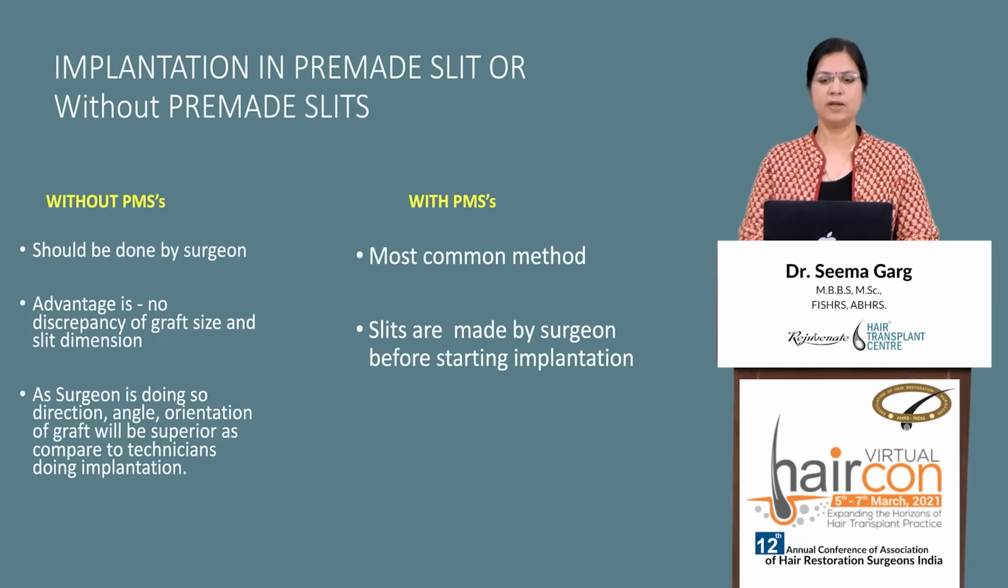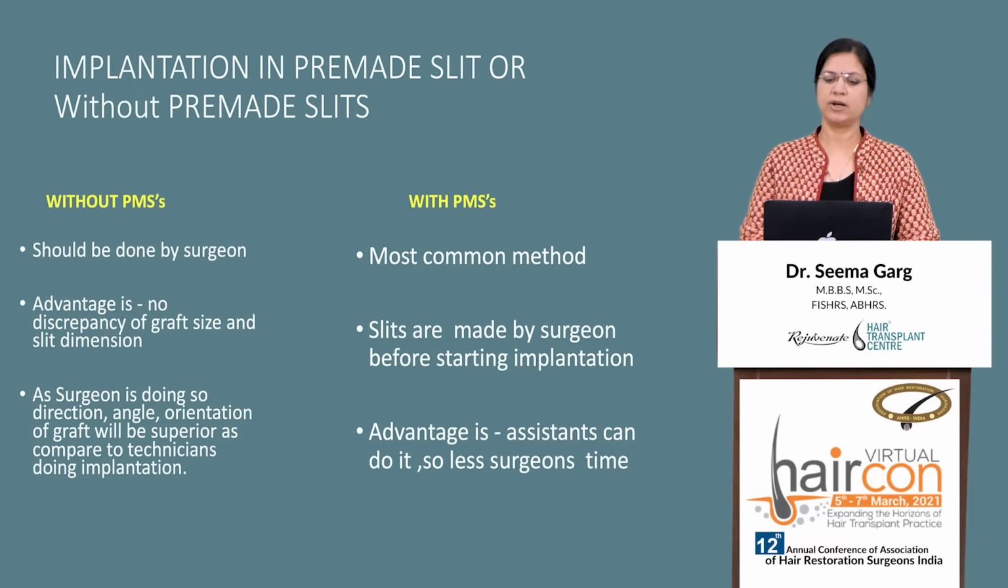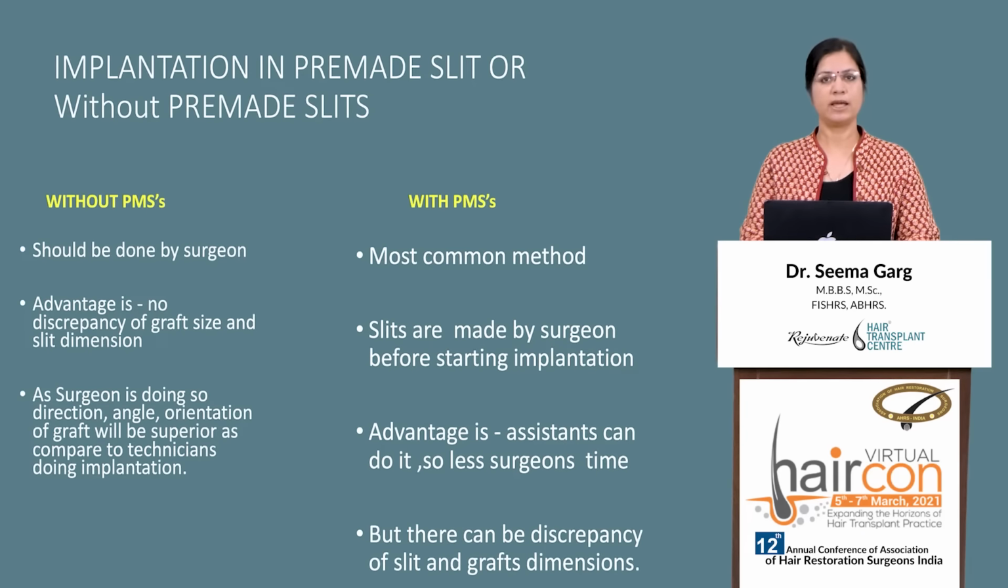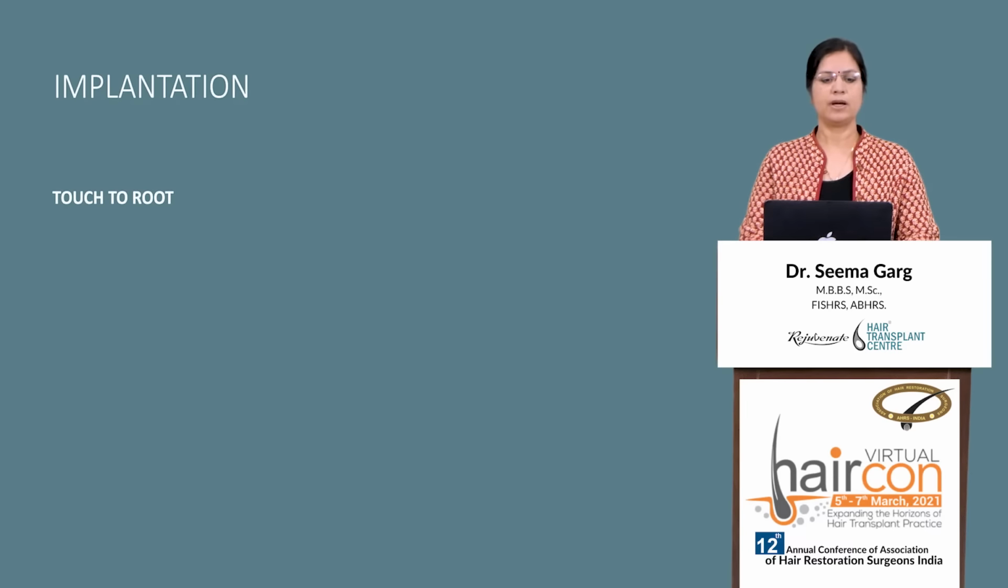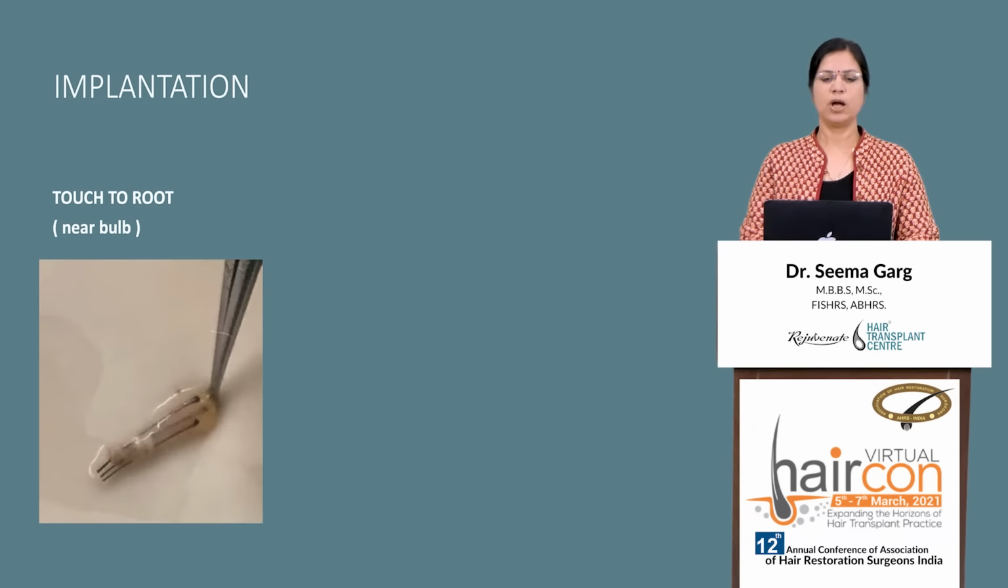With pre-made slit, which is the most common method, slits are made by the surgeon before starting implantation. Advantage is the assistant can do it, so it involves less surgeon time, but there can be discrepancy of slit and graft dimension.